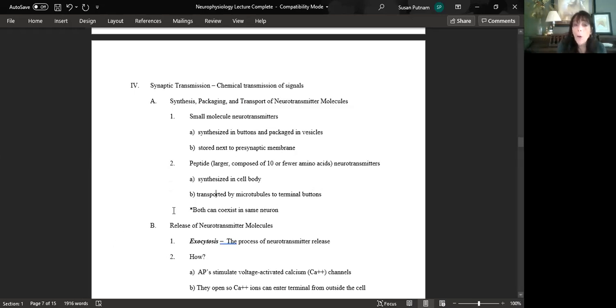Now, both small molecule neurotransmitters and peptide neurotransmitters can exist in the exact same neuron. Sometimes people get the idea that there's only one in each neuron. No, because our body is so efficient and environmentally friendly that it can actually multi-purpose.